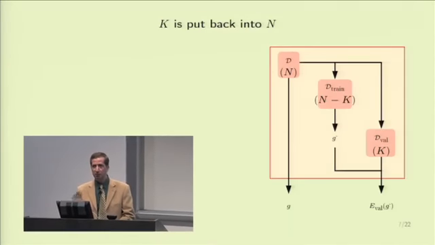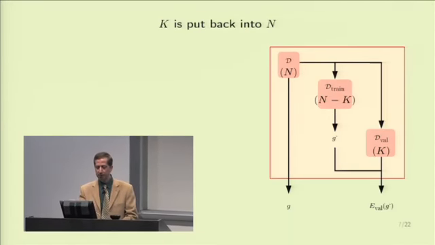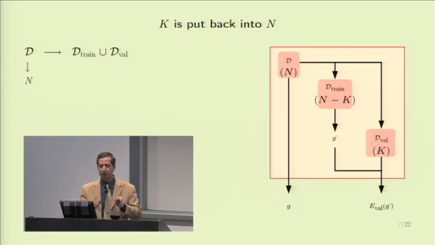Okay, so let's just do this systematically. So let's put K back into the pot, okay? So here is the regime. I'm going to describe this figure, but let's talk it piece by piece. Okay, we have the data set D, right? We separated it into D train and D val, okay? D itself has N points. We took N minus K to train, K to validate. That's the game.